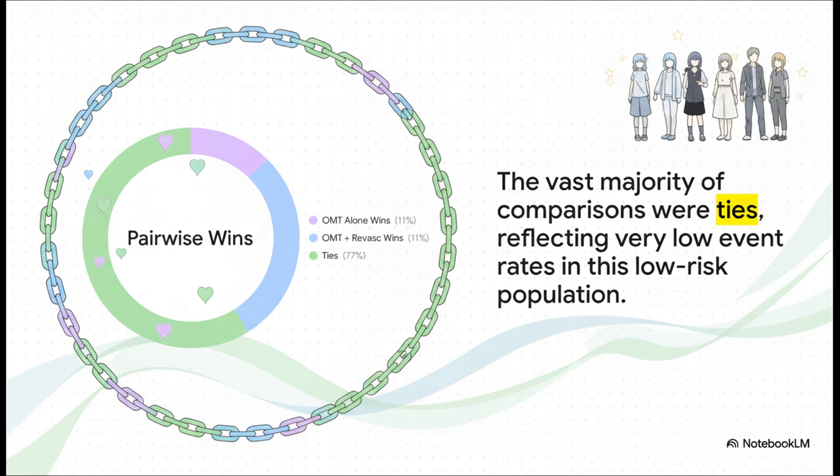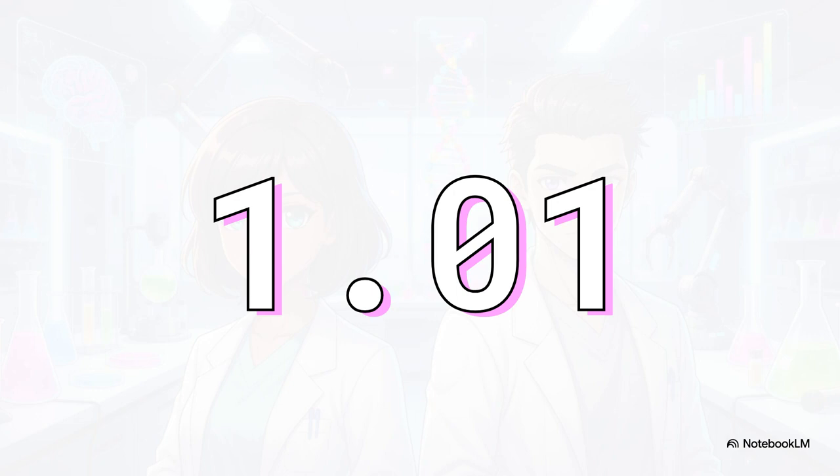Just look at the enormous proportion of ties. Over 77%. This finding itself is so powerful. It brilliantly shows just how low the event rates are in this low-risk population when they're on modern, optimized medical therapy. In the vast majority of pairs, neither patient had an event, so it was a tie. And the actual wins, almost identical for both groups. The final reported win ratio was 1.01.